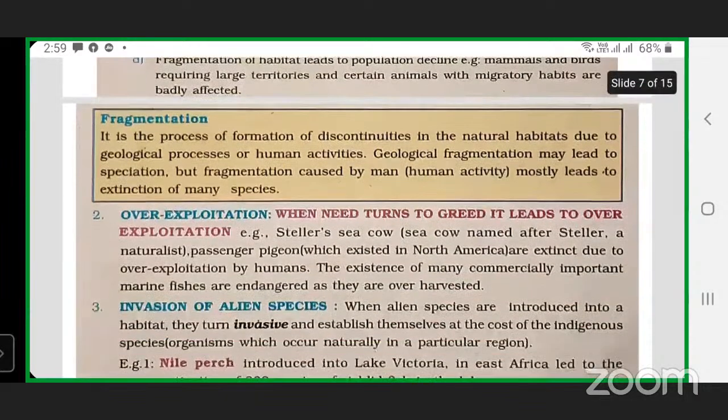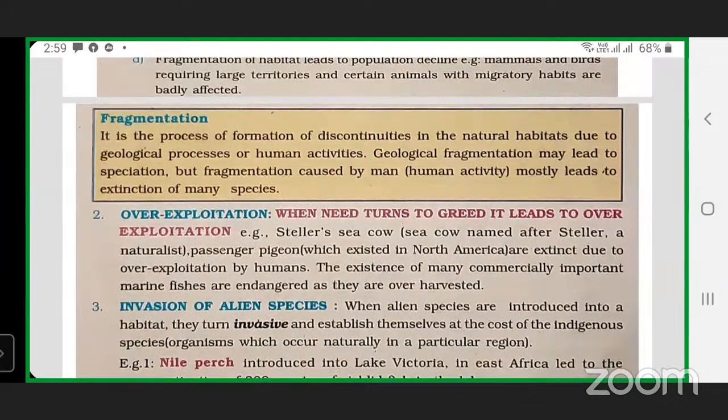Then the second evil quartet member is over-exploitation, over-usage of the organisms. When need turns to greed, it leads to over-exploitation. For example, Steller's sea cow, named after the scientist Steller. The passenger pigeon, which existed in North America, is extinct due to over-exploitation by humans. The existence of many commercially important marine fishes is endangered as they are over-harvested.